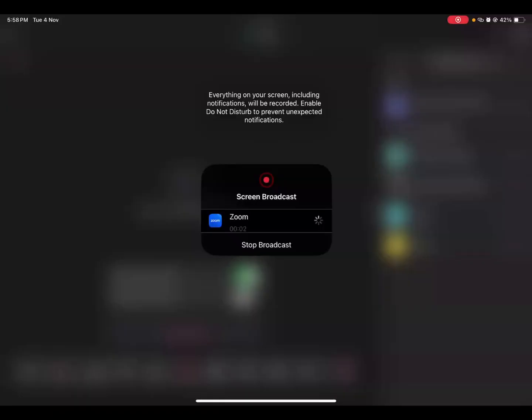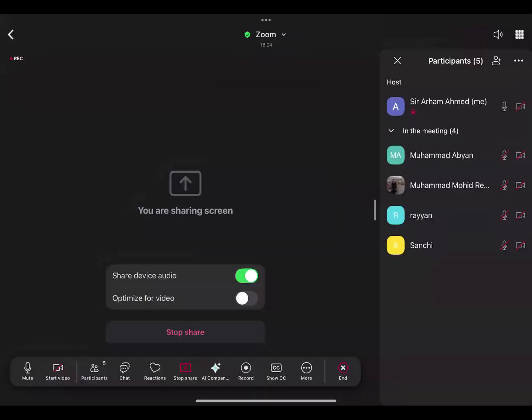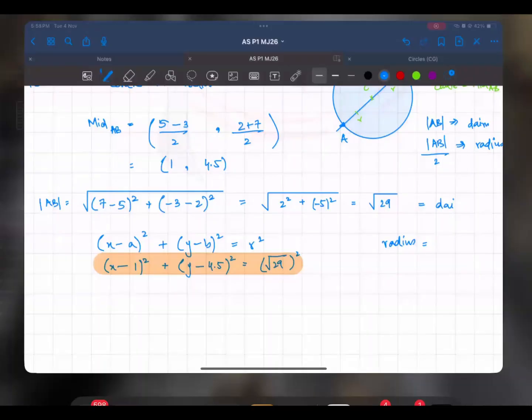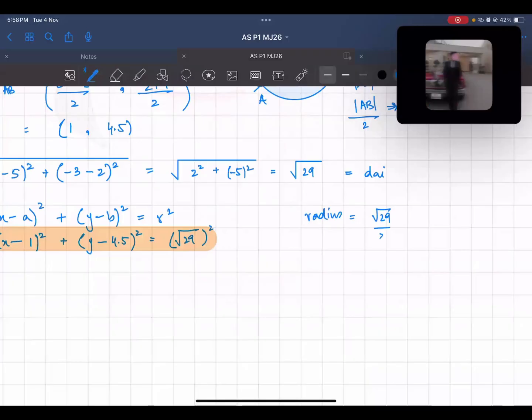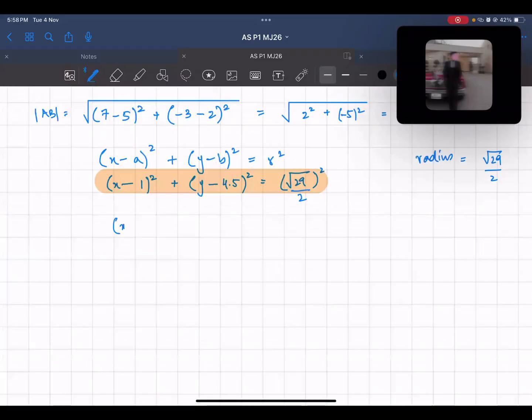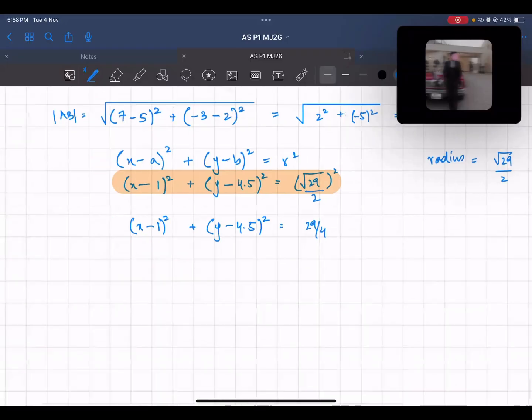We found the AB. AB was the diameter. So the radius will be divided by 2. So under root 29 divided by 2. You would replace this over here as well, divided by 2. And that's it. If you want to expand it, simplify this thing. This would become 29 upon 4. This is the equation of the circle.